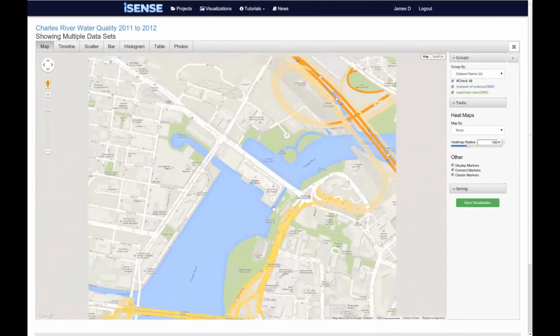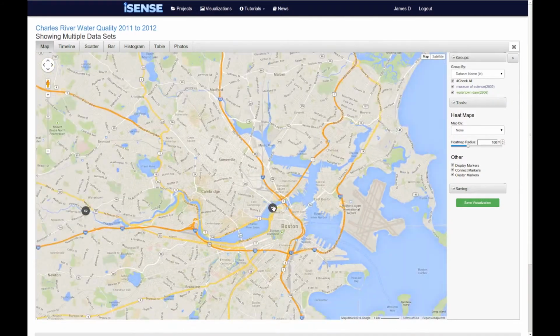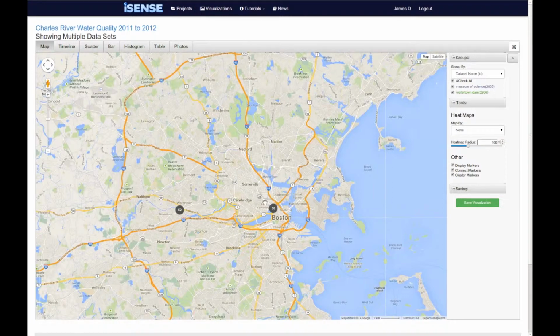If we zoom out, we can see that one of our markers, the Museum of Science, is closer to the ocean than the other, and it stands to reason that it would have a higher salinity, that is, salt content in the water. So, as we learned before, we can use a heat map to view a variable on the map. If I turn off the markers and make the heat map bigger, I can see that there was in fact some salinity recorded at each location. But to get a better feel for it, let's look at the timeline.